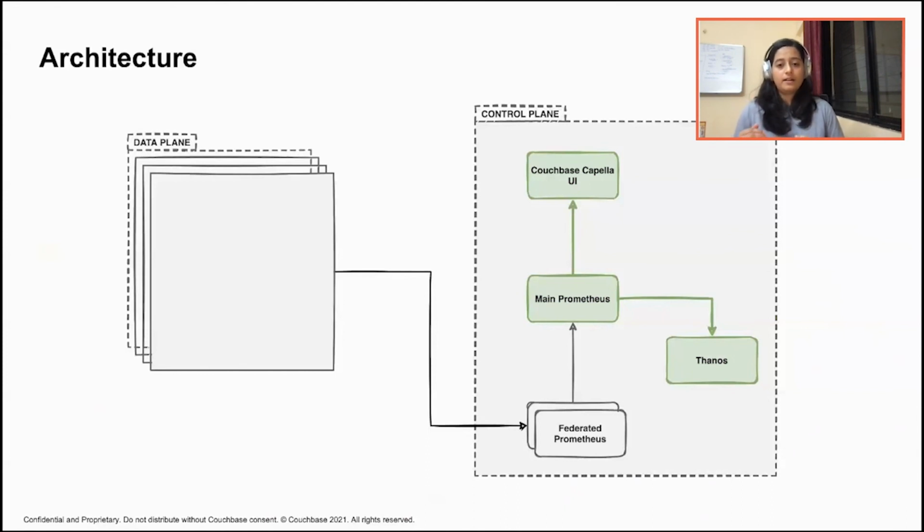And when on the Couchbase Capella UI, we plan to display these metrics, these are displayed directly from this main Prometheus. And that's how you get all of those graphs, and that's how you get all of those alert notifications, because of some way in which another service within the control plane interacts with the main Prometheus.